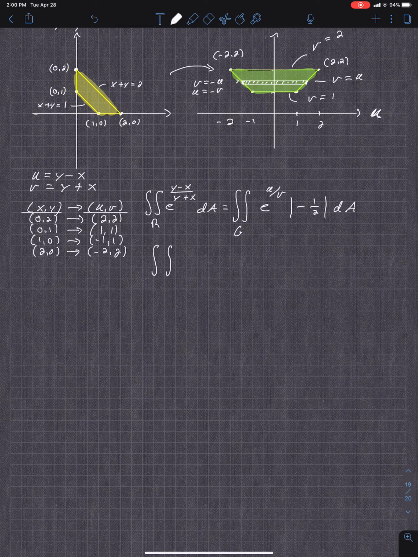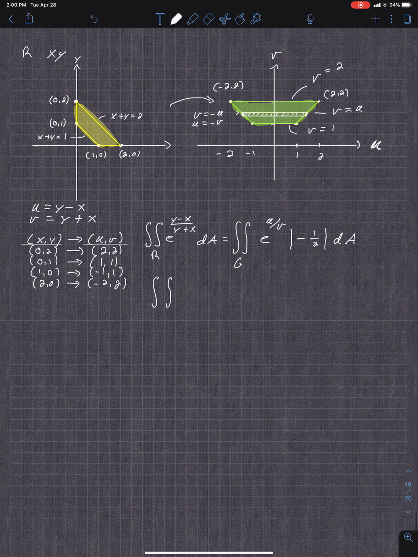And we're going to switch the order and go left to right. So we're going to say u equals negative v to v, and then v from 1 to 2, factor out the half, e to the u over v, du dv. And from there, you can do that calculation.